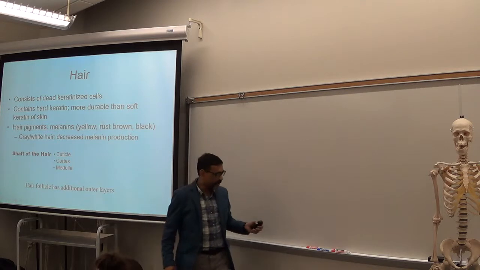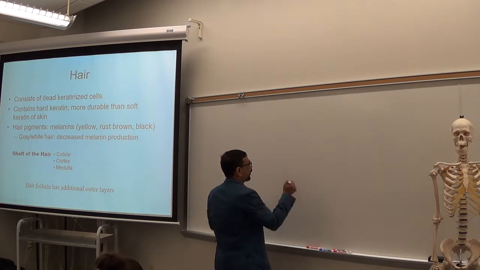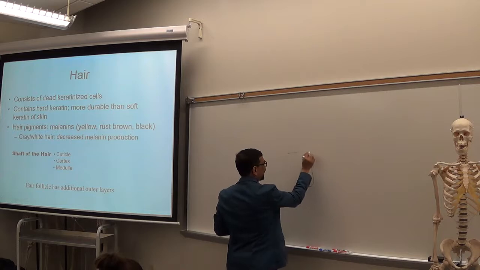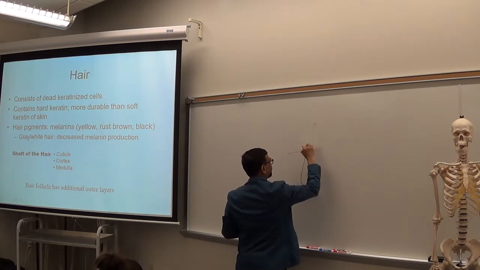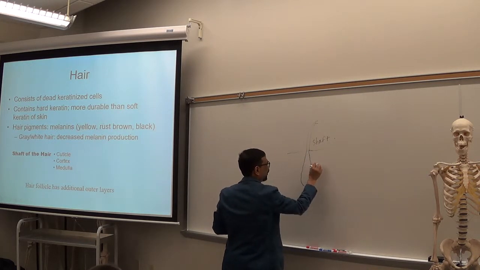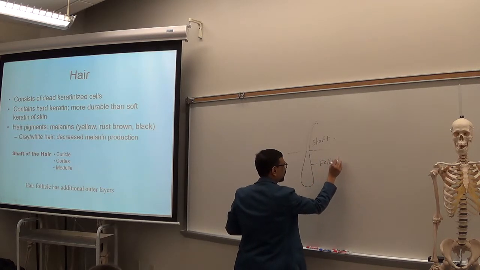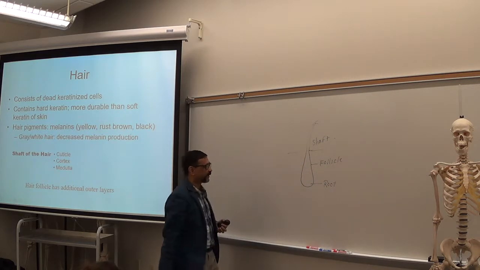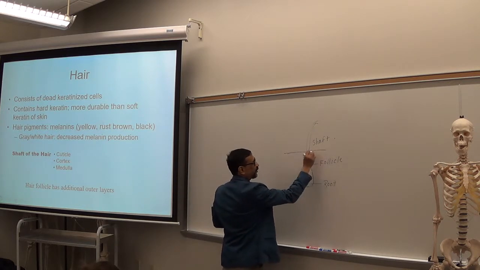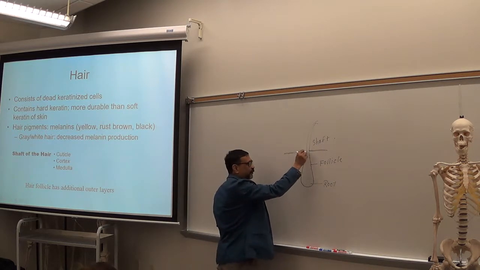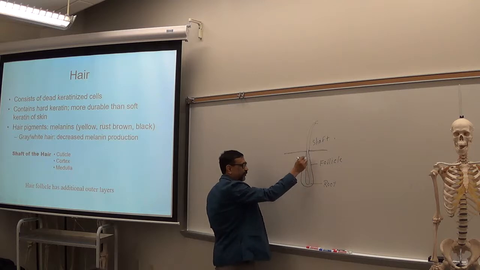If you see the structure of a hair, you have seen that when you saw the structure of the skin, it is like this. This is the skin. This part is the shaft. This is the follicle. And this is the root. Hair root, hair follicle, hair shaft. And the part you see from outside, that is the shaft part. And this shaft part actually goes into the follicle and root.